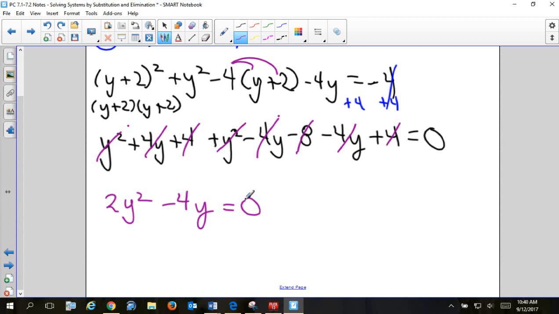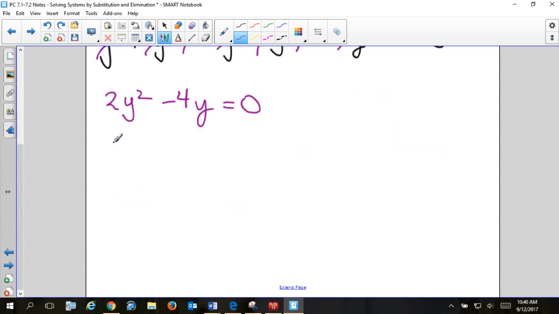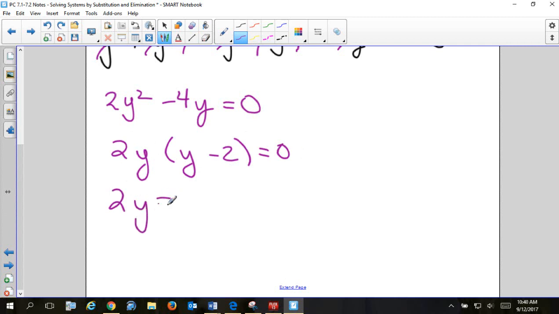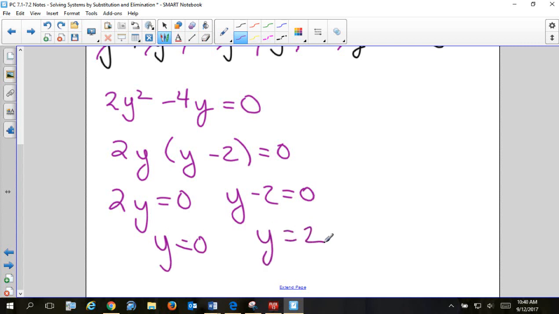Factorable. What do you do first? Factor out the GCF, 2y. 2y times y minus 2. Set each factor equal to 0. And we get y is 0 and y is 2.